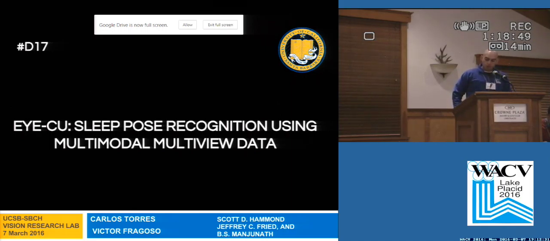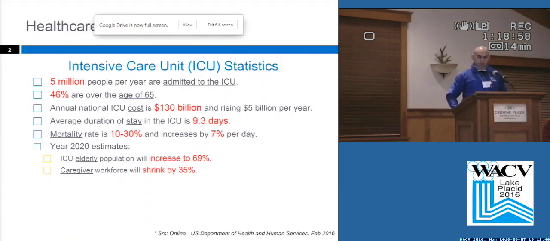The topic of this paper is healthcare and computer vision applications for healthcare. I was looking for techniques that would help healthcare overall. So, talking to medical doctors, they suggested to look into the ICU.